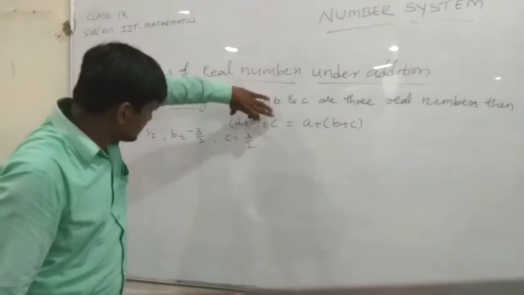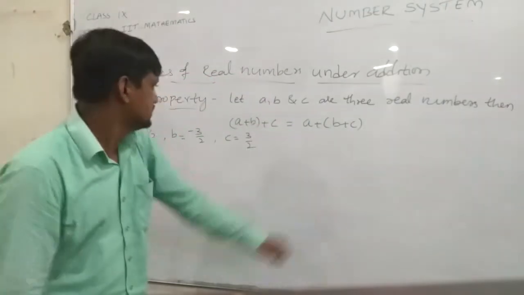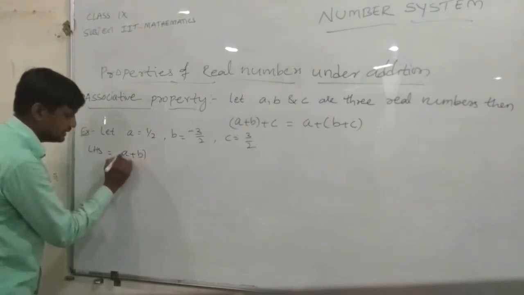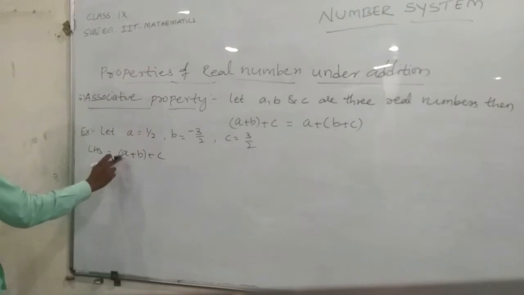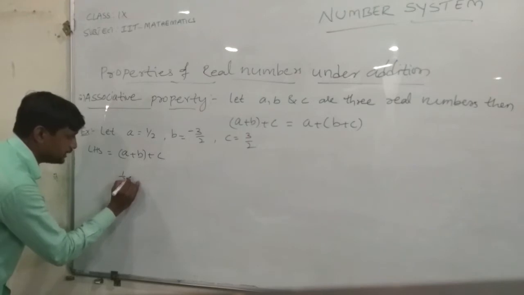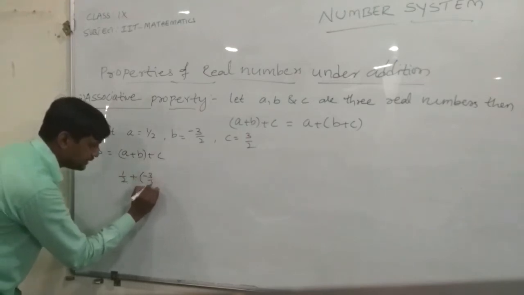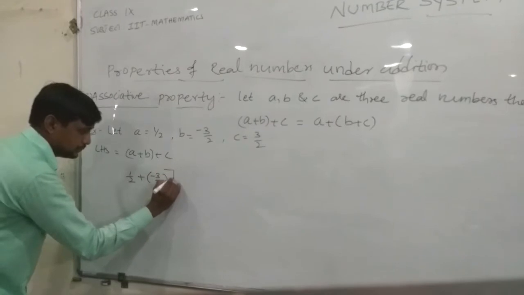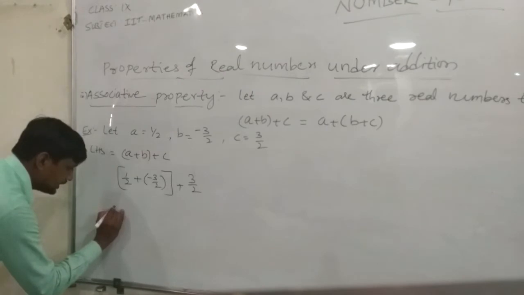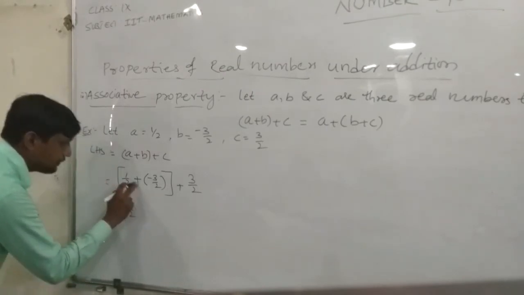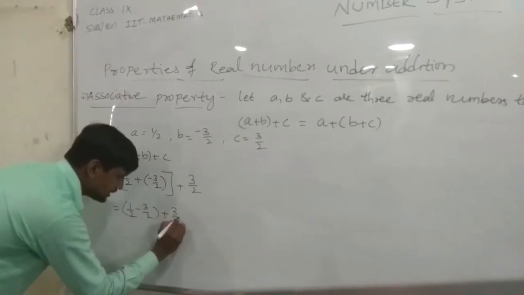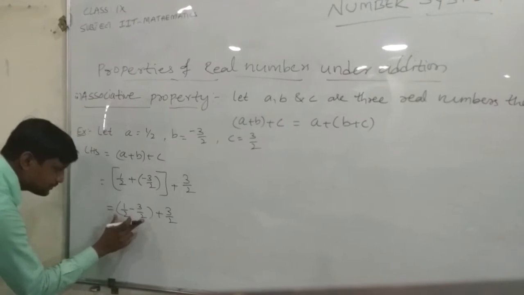Now I am going to solve the LHS first, then the RHS. So I am taking LHS here. LHS is equal to (a + b) + c. I am going to substitute the a value, b value and c value in this formula. That's equal to 1 by 2 plus minus 3 by 2, the b value is minus 3 by 2, plus 3 by 2. Now that's equal to 1 by 2 plus minus 3 by 2, plus 3 by 2. Now I am simplifying the bracket first.